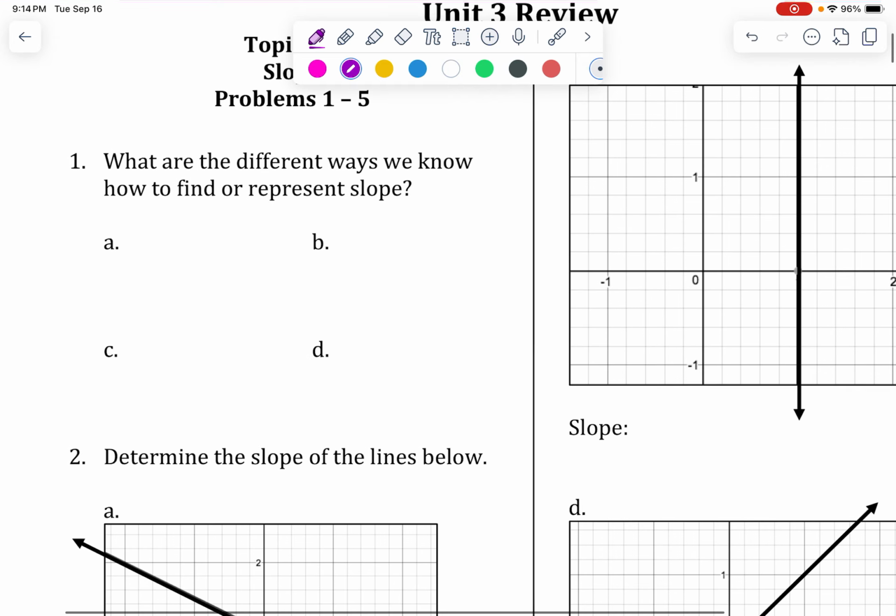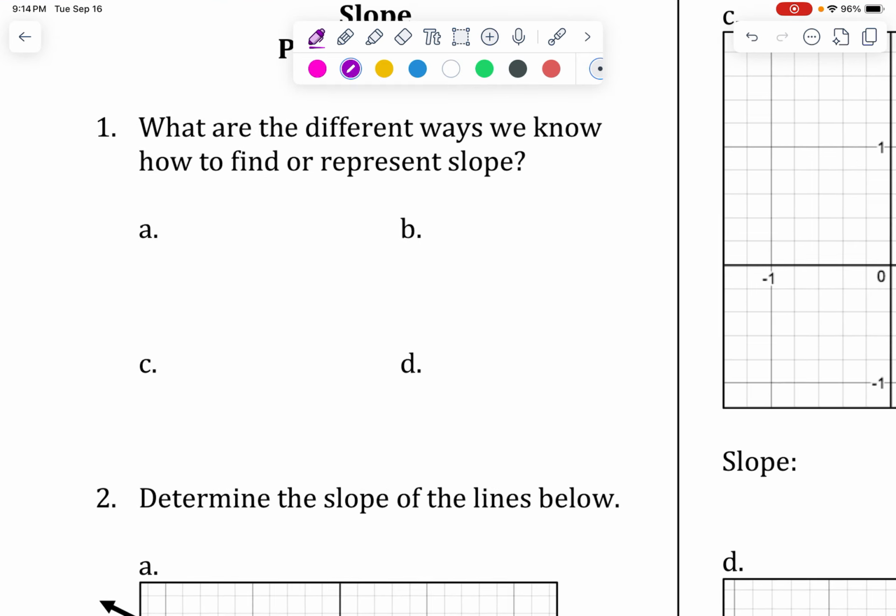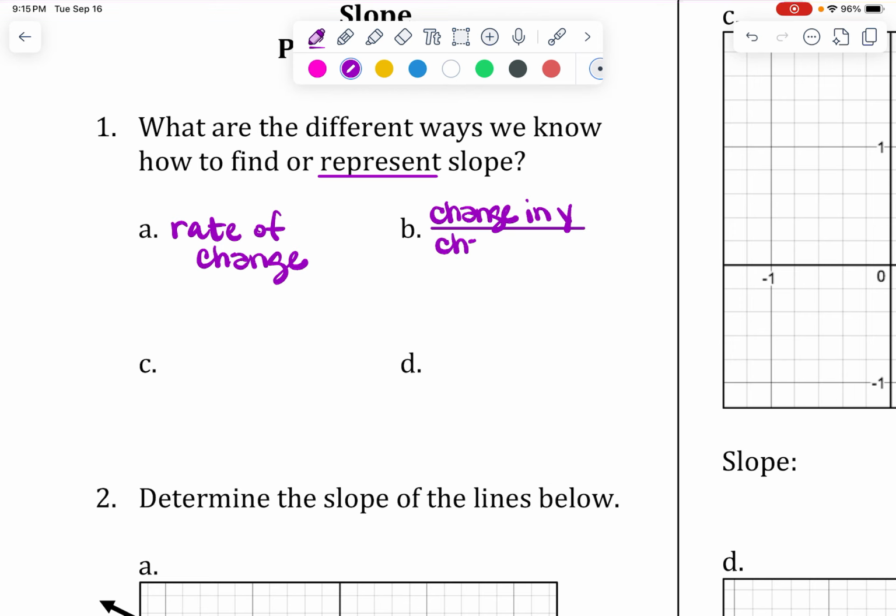So the first question says, what are the different ways we know how to represent slope or how to find it? Okay, so I'm going to talk about representing slope really quick. To represent slope, right, we know that we could write that as rate of change or constant rate of change, right? We can also think of it as the change in y divided by the change in x.